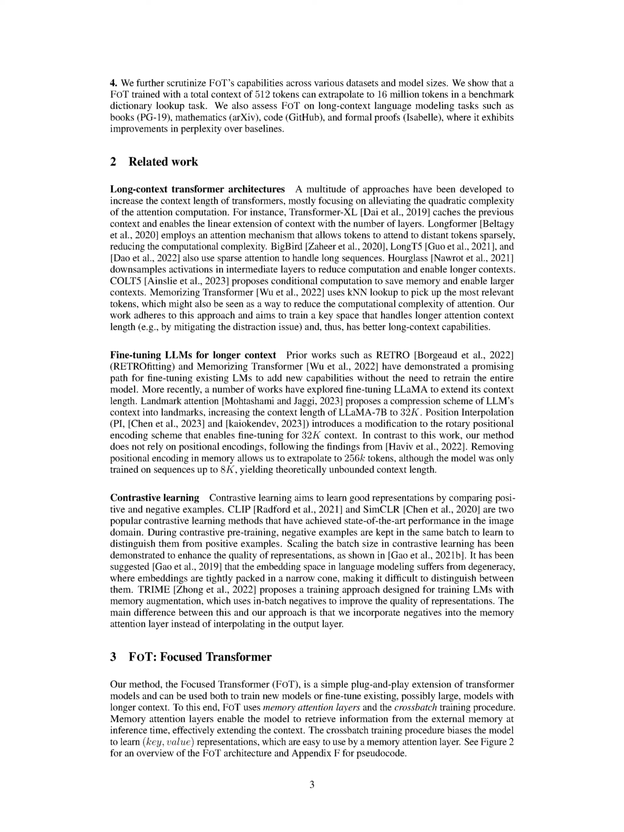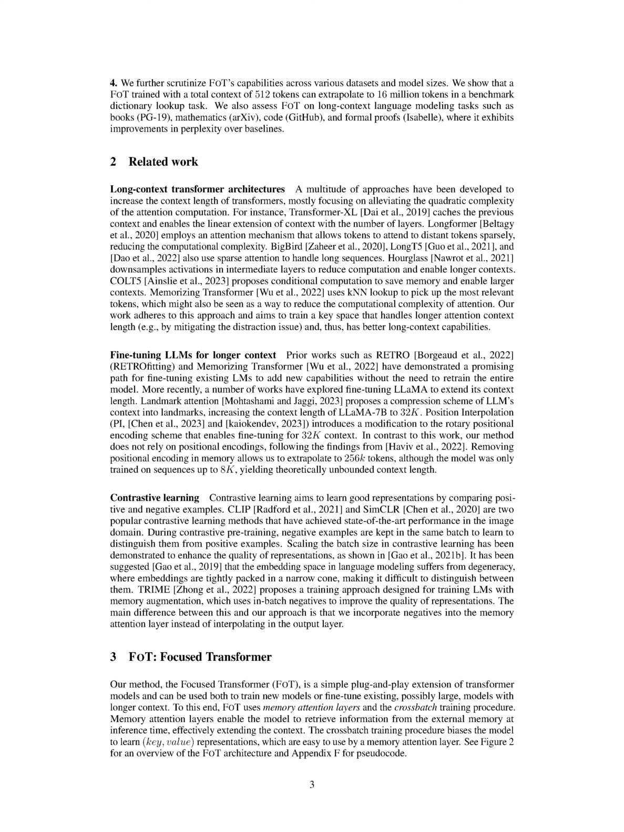Section summary. Various approaches have been developed to increase the context length of transformers, such as caching previous context, employing sparse attention, downsampling activations, and using conditional computation. Previous works have also explored fine-tuning language models, LLMs, to extend their context length, either through compression schemes or modifications to positional encoding. In contrast, our method does not rely on positional encodings and allows for extrapolation to theoretically unbounded context length.